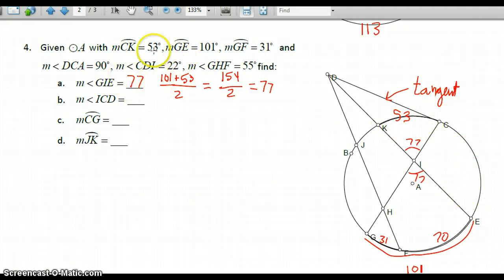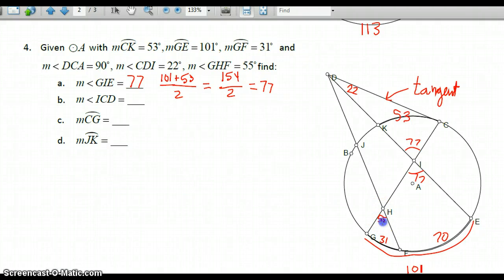You know what I realized? I didn't put this in. Two other pieces of given information here. C to D to I. This is 22. That's what I needed. Okay, great. Now I've got a triangle here with CD. But before I forget, let me also put in this GHF here. This little angle here is supposed to be 55.